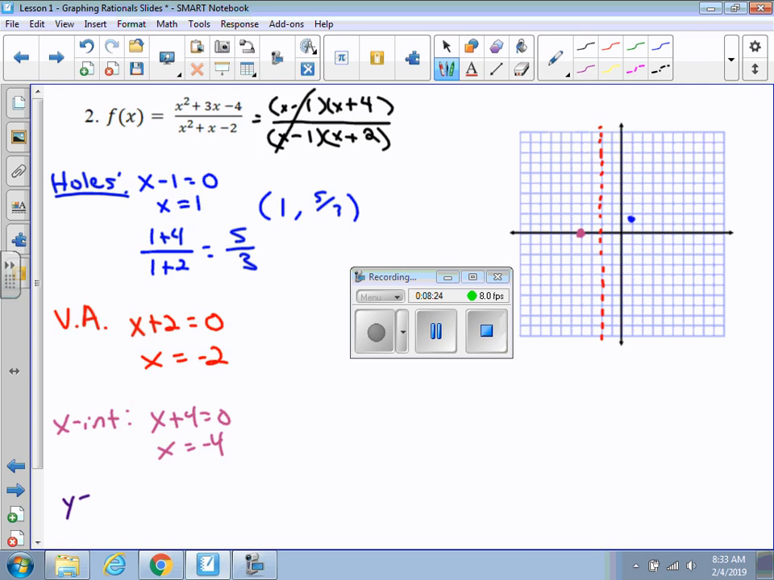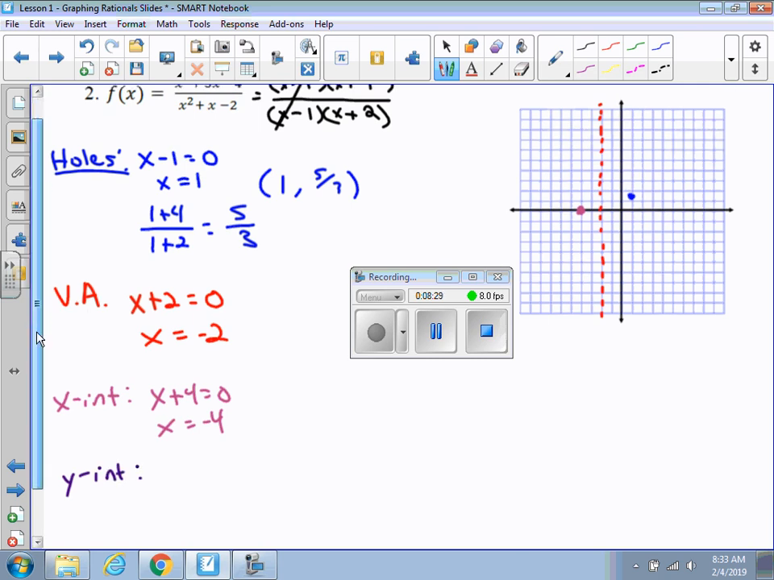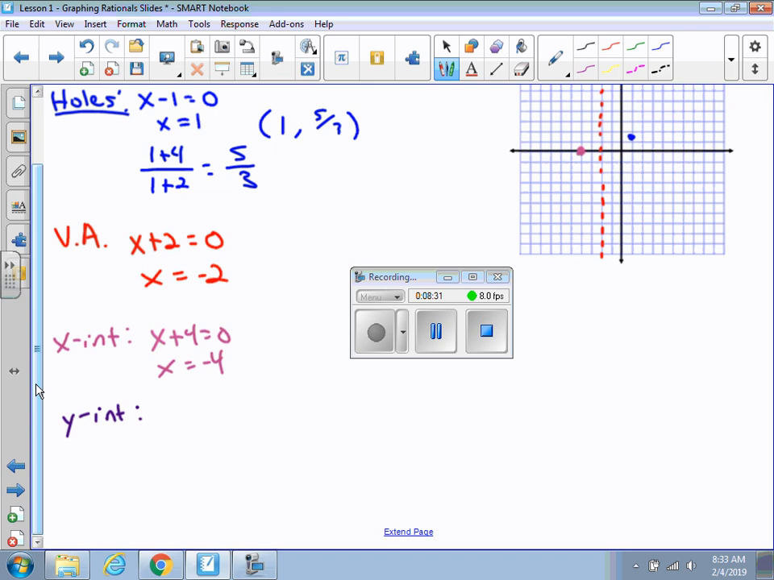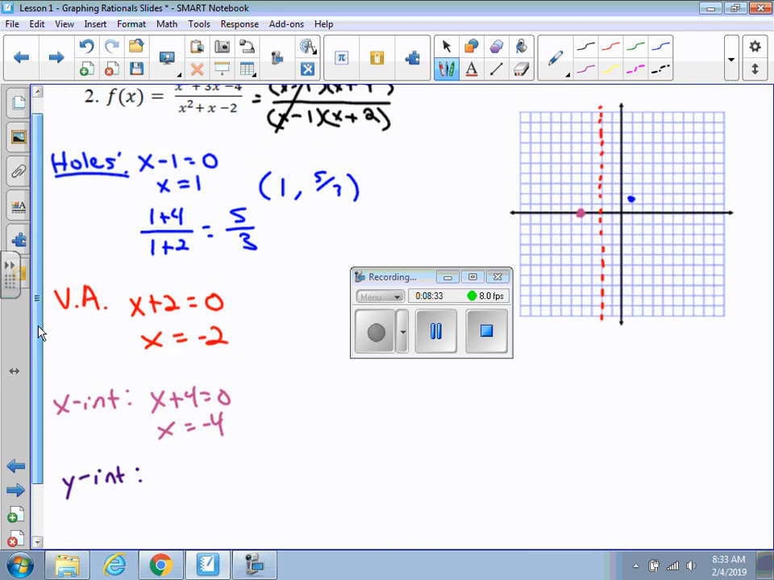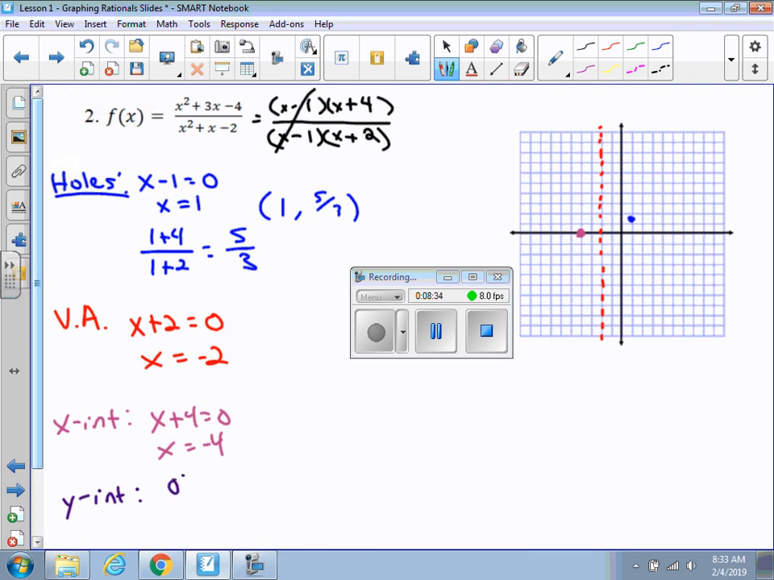Okay, now we're going to find our y-intercepts. So our y-intercept, plug in 0 for your x's. So we can go back to our original if we want. We have 0 squared plus 3 times 0 minus 4, over 0 squared plus 0 minus 2. All this stuff cancels, and negative 4 over negative 2 is positive 2. So we have a y-intercept at positive 2.